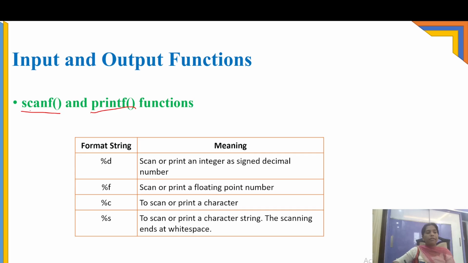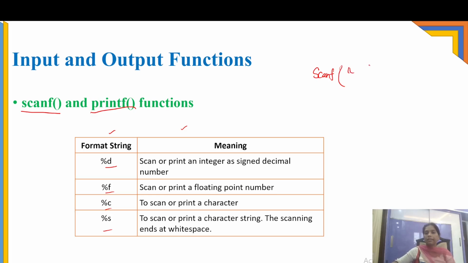So with scanf, we scan, right? We scan a paper, so we are giving the input. With printf, we are taking a printout of a paper. So these are the different format specifiers used for different data types. To read, for example, scanf. Scanf is the input function.